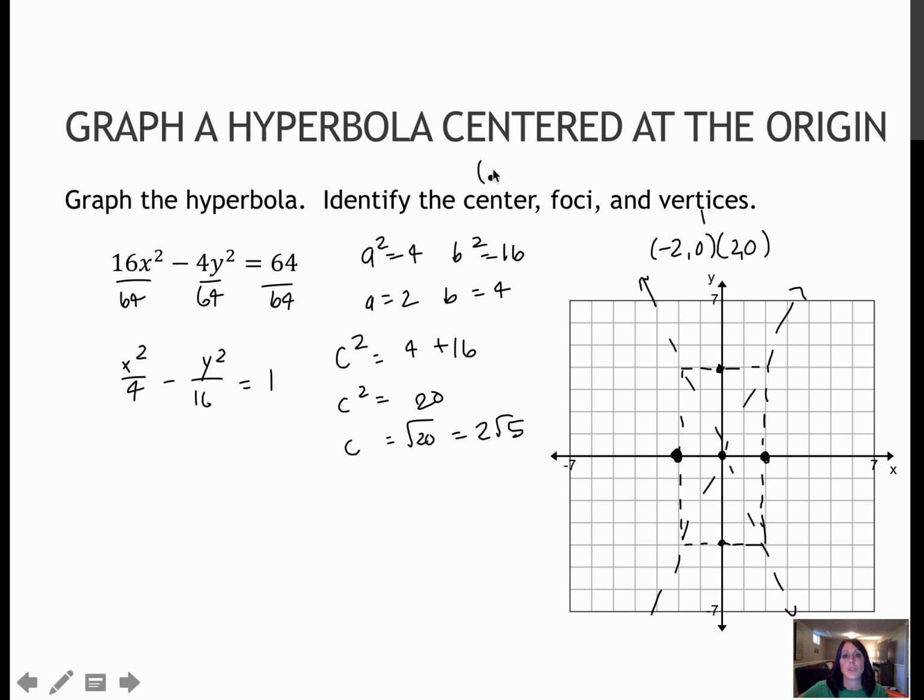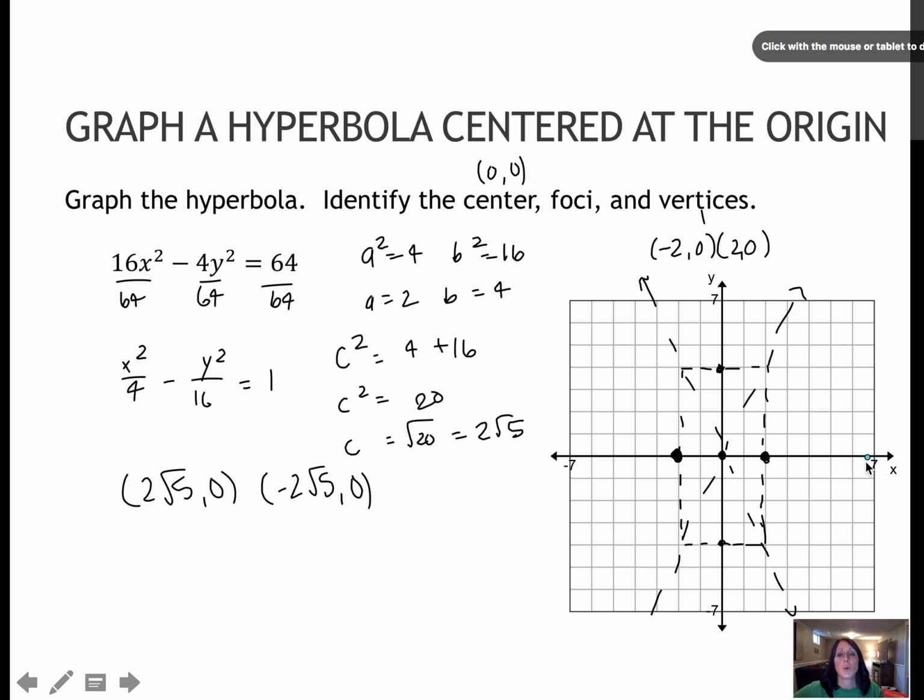I do need to find, I know the center is 0, 0. I've found the vertices. The foci uses that c value. And again, we're going to be adding and subtracting that from the x value of the center. So that's 2 radical 5, 0, and negative 2 radical 5, 0. It's about 4.5. So I'm going to go 4.5 in this direction and 4.5 in this direction. And then, of course, I'm going to draw in, using the asymptotes and the vertex as a guide to draw my hyperbola.